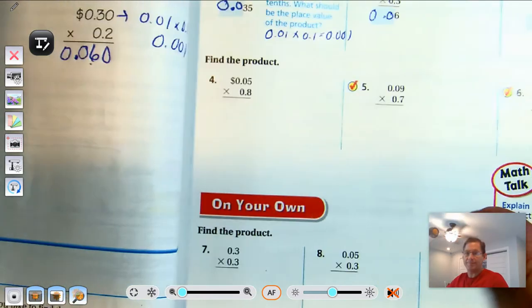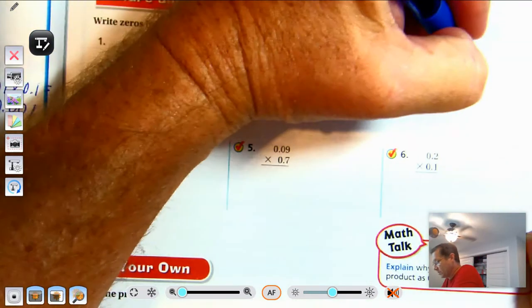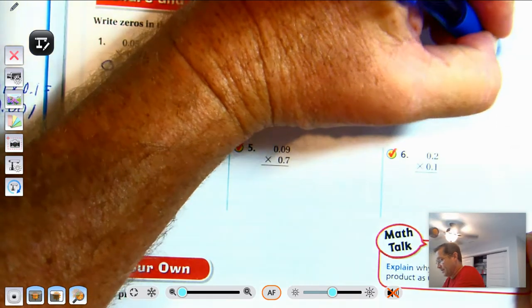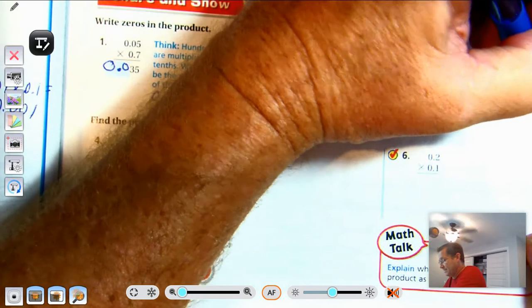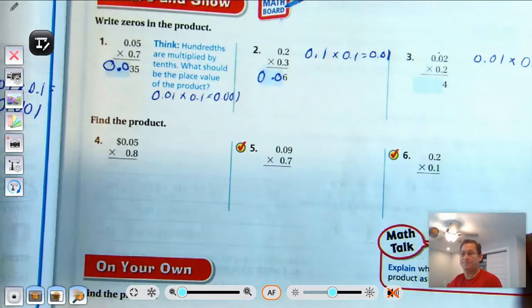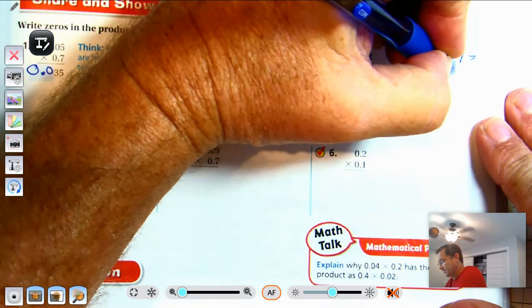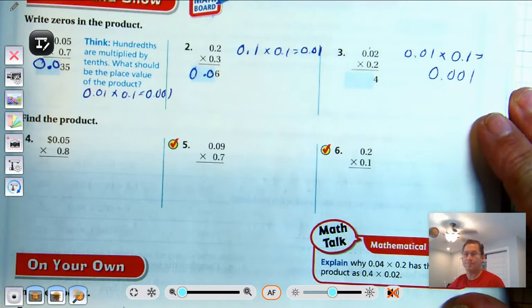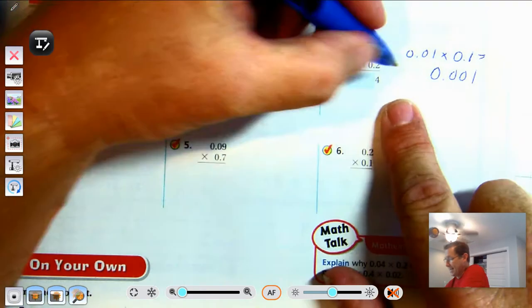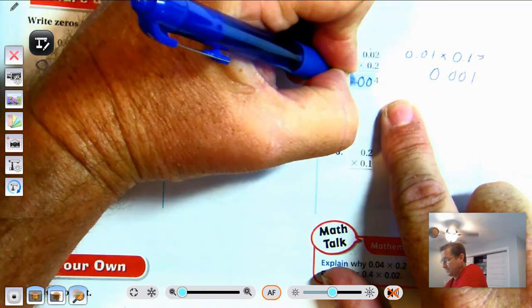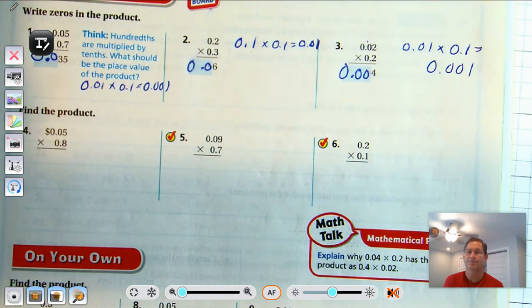Okay, number 3. 2 times 2 is 4, right? Well, we're multiplying hundredths times tenths. Hundredths times tenths equals thousandths. Well, right now we're at 4, right? So we need to add 2 zeros to the left so that we have thousandths.